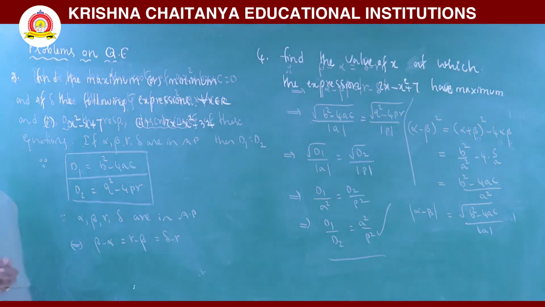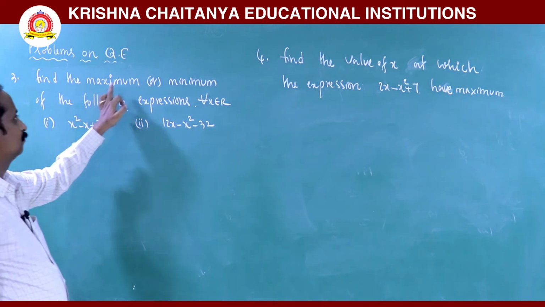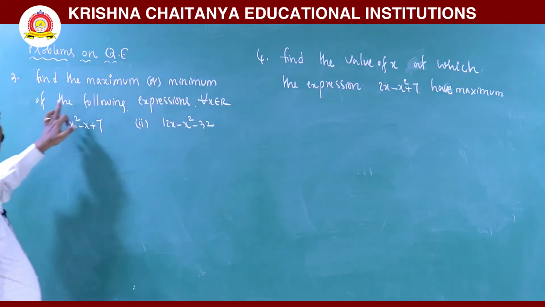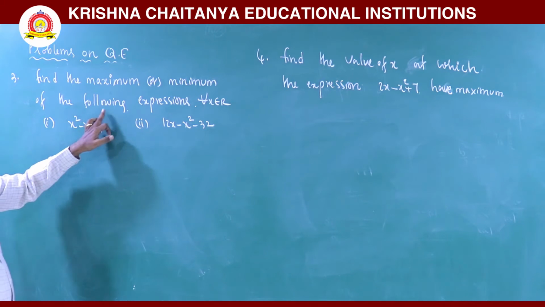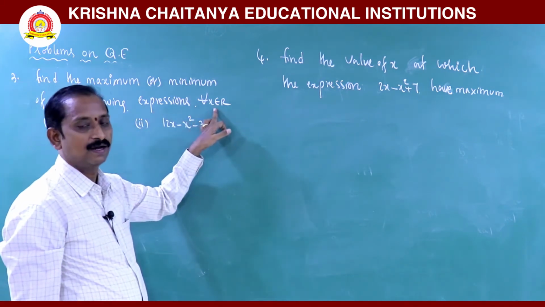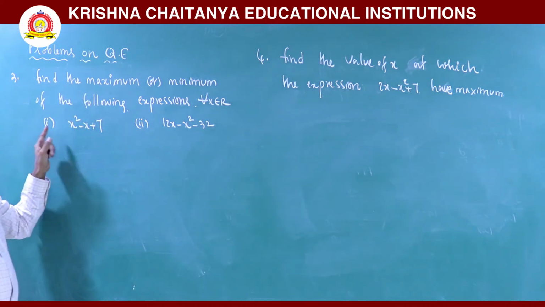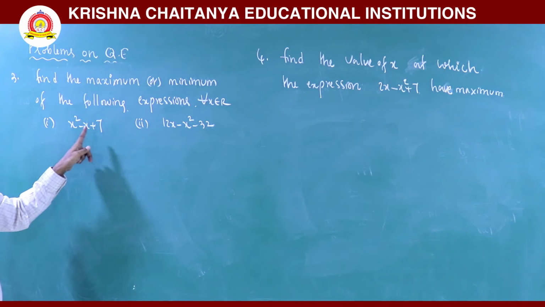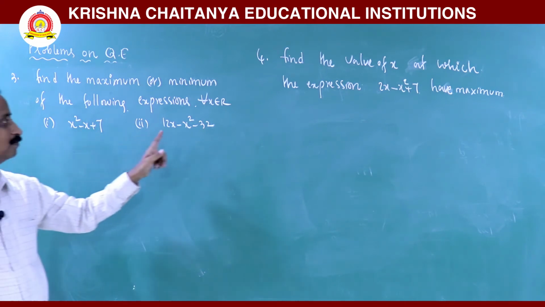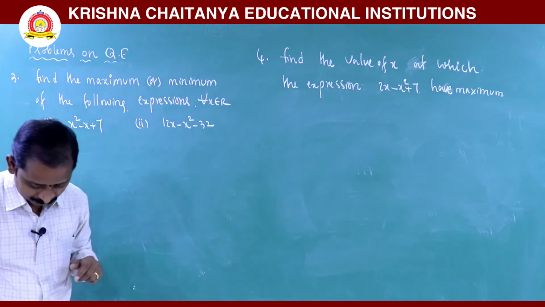Okay. Now move to another problem. Find the maximum or minimum of the following expressions over x belongs to R, or for all x belongs to R. Question number 1: x square minus x plus 7. Question number 2: 12x minus x square minus 32.